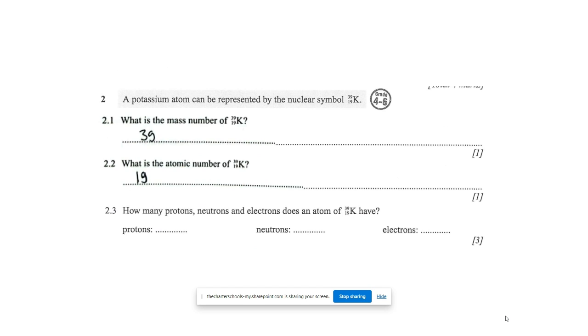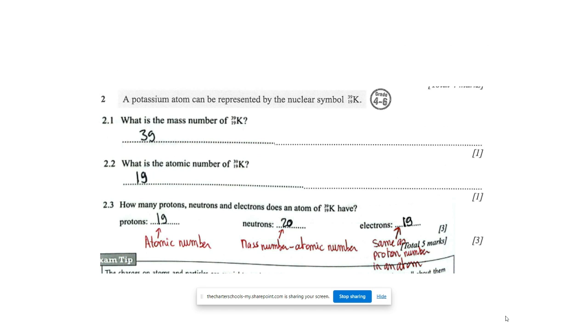How many protons, neutrons, and electrons does an atom of K 39 19 have? So because the atomic number is 19, we have 19 protons. Because you have 19 protons, which are positively charged, we also have 19 electrons, which are negatively charged, because the charges need to cancel each other out. And to calculate the number of neutrons, you're going to do the mass number minus the atomic number. And 39 minus 19 is 20.